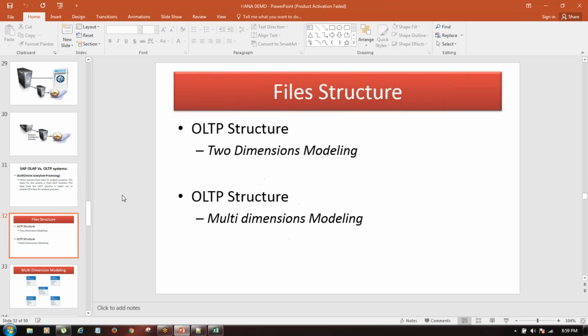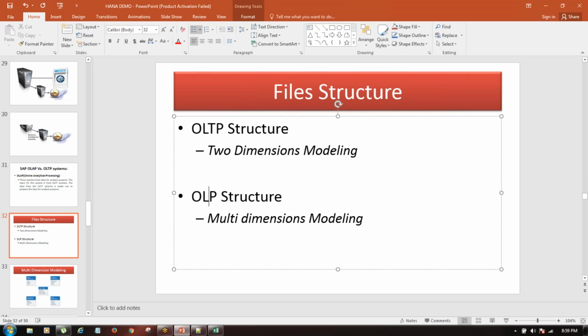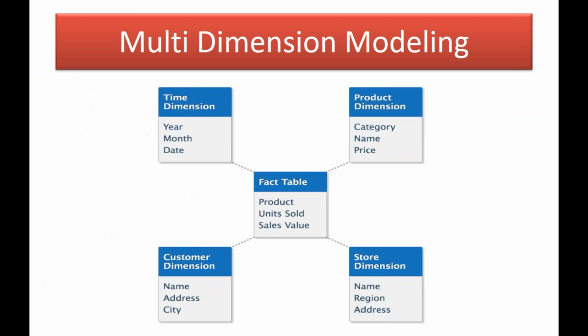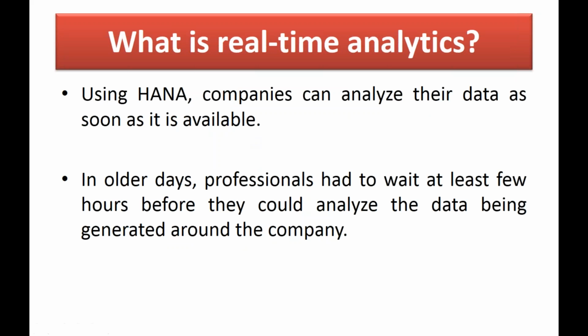The OLAP system has multi-dimensional modeling. Whenever the data is stored in an OLAP system, I can create multi-dimensional data modeling, which has been explained to you in your SAP BW courses. This is still possible in HANA because I'm going to use HANA as an OLAP system, a data warehousing system. So I can design multi-dimensional modeling in HANA, which is very easy right now. And I can use HANA to analyze the data as soon as it is available.